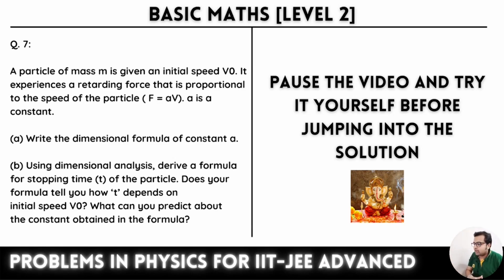Very interesting. And then you also have to do some observation, like: does your formula tell you how t depends on initial speed v naught? What can you predict about the constants obtained in the formula? I want you to try this solution. Try this problem and get the solution. Please pause the video and try it yourself before jumping into the solution.